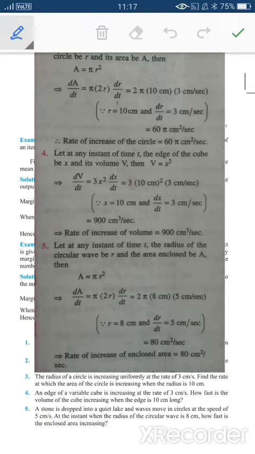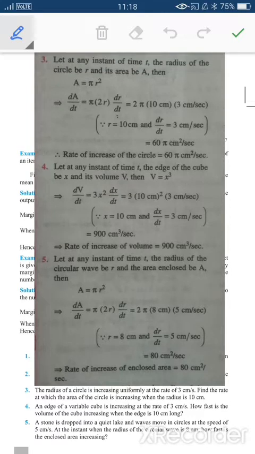If you see question number 3, the radius of a circle is increasing uniformly, at the rate of 3 centimeter per second. Find the rate at which the area of the circle is increasing when the radius is 10 centimeter. So in this question, the radius of the circle is increasing at 3 centimeter per second and we have to find the increase in area of the circle. Let at any instant of time t, the radius of the circle be r and the area of the circle is pi r square.